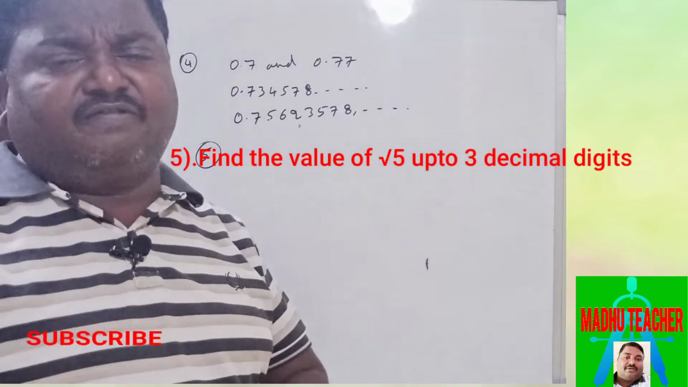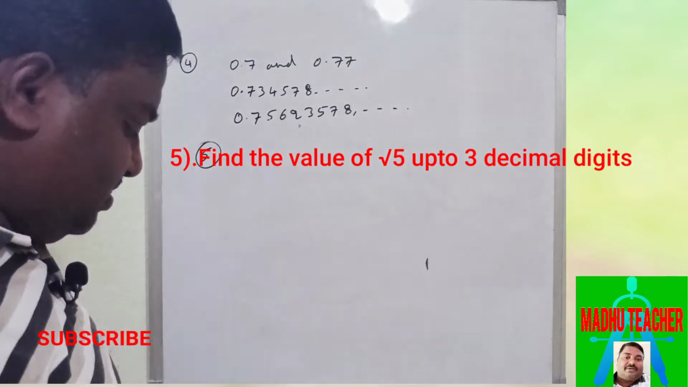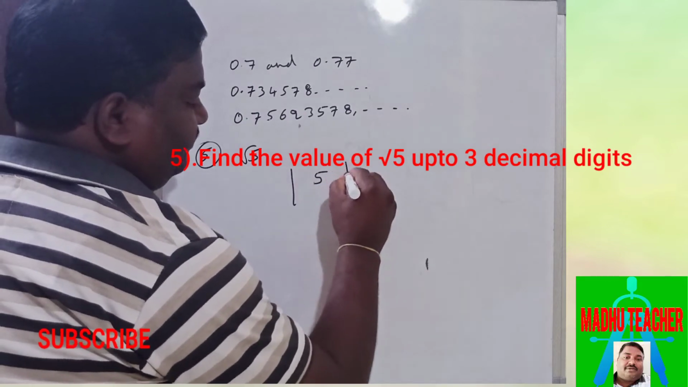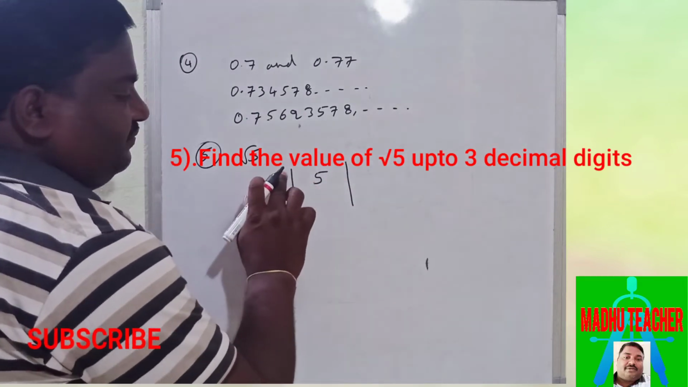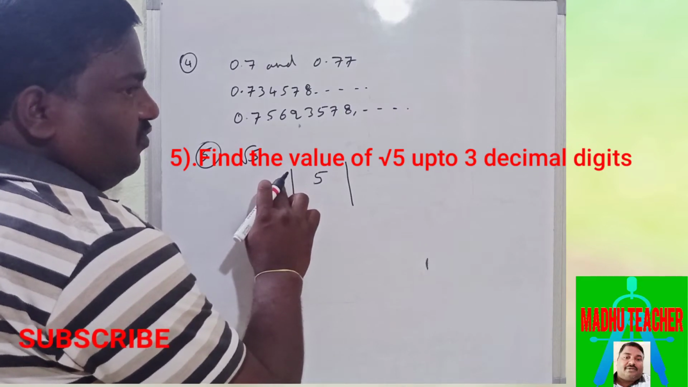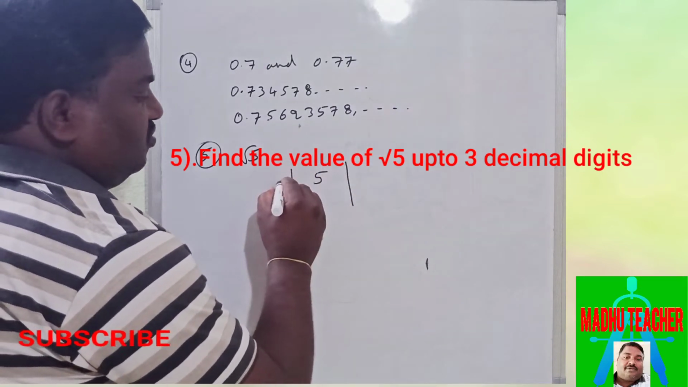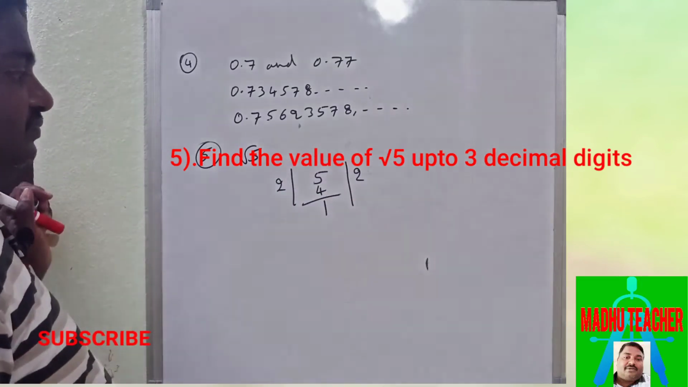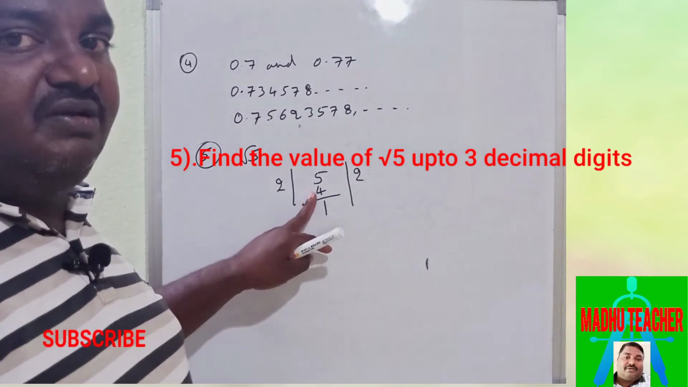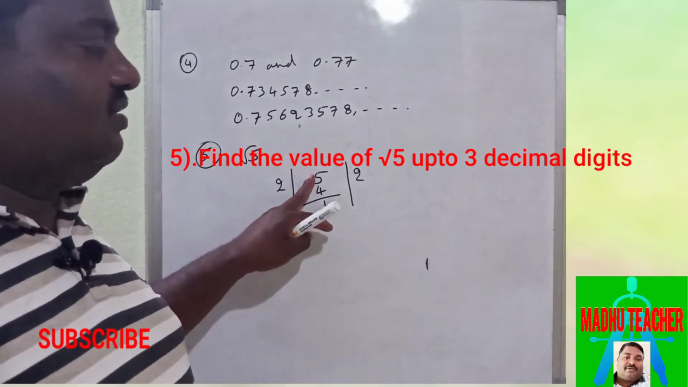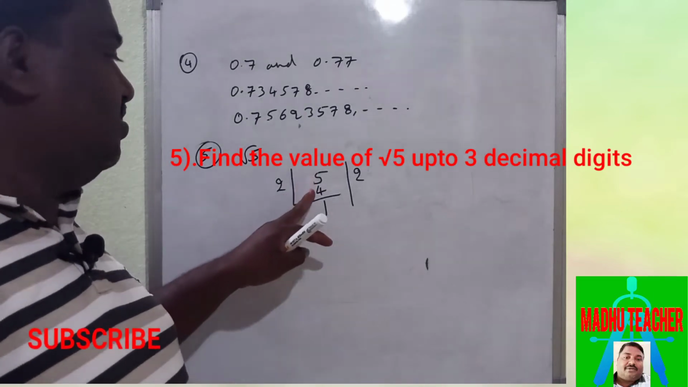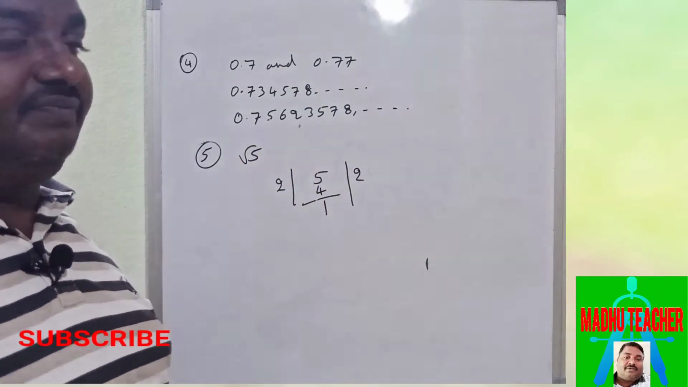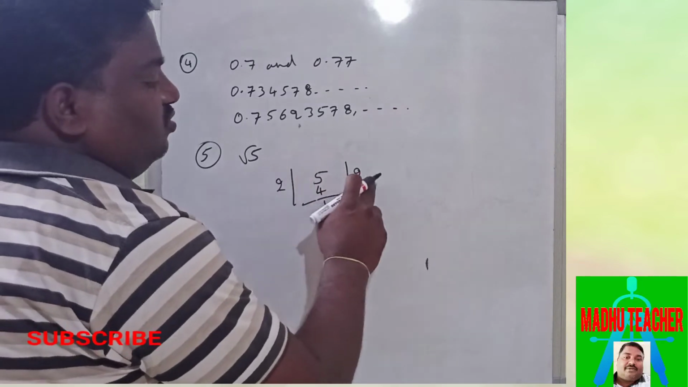Fifth one. Find the value of root 5 up to 3 decimal digits. So root 5. Here 2 2s are 4. 3 3s are 9, which is more than 5. So we can take 2 2s are 4, remainder 1. Check the nearest perfect square number which is less than this. Whatever the dividend, you have to take the nearest perfect square number which is less than this. So that's why we took 2 2s are 4.